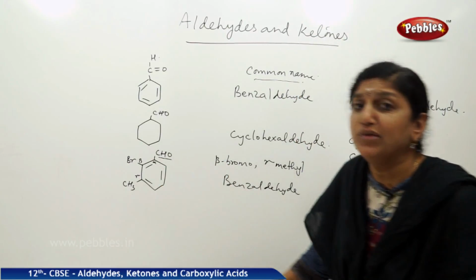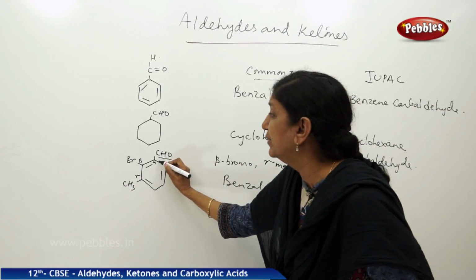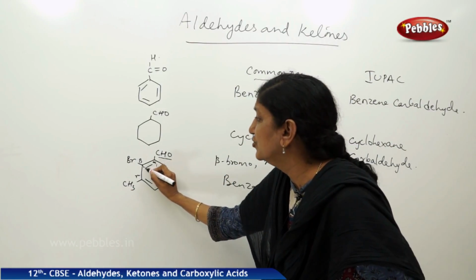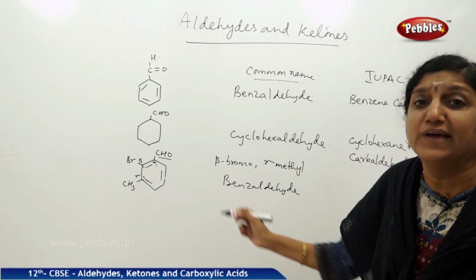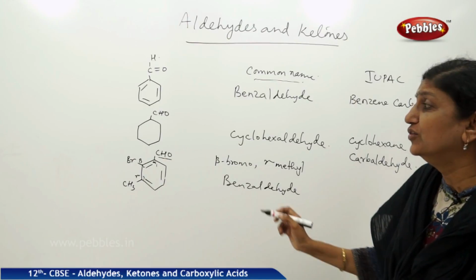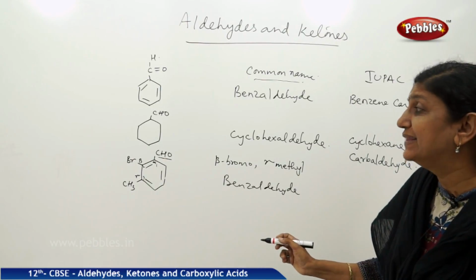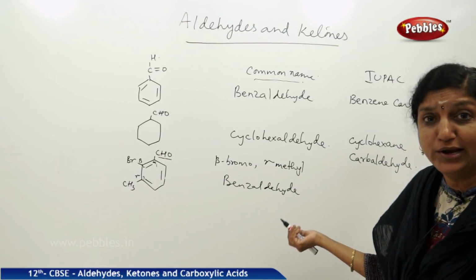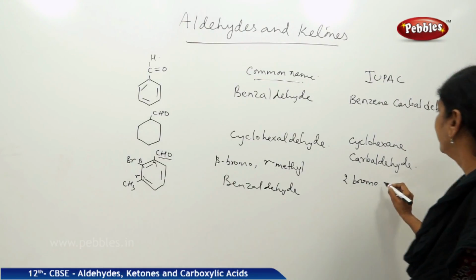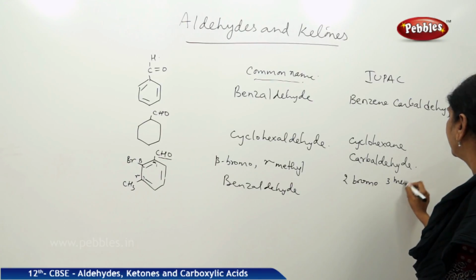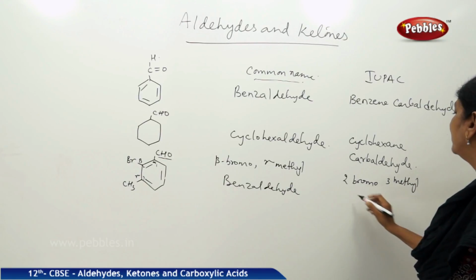But instead of alpha, beta, gamma, we are going to put the numbers as 1, 2, 3. So there is a bromine at the second position and a methyl group at the third position. So 2 bromo 3 methyl benzaldehyde, you can call it as 2 bromo 3 methyl benzaldehyde.